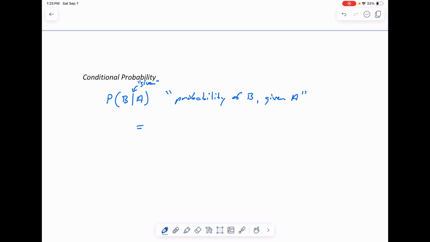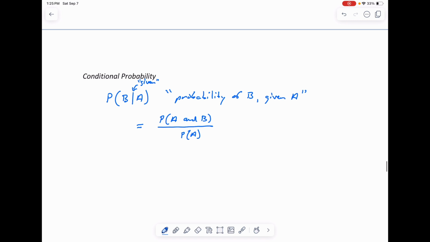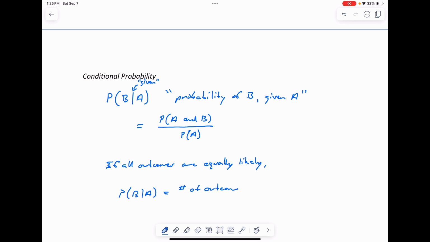Mathematically, the way that we find this is we find the probability of A and B, and we divide that by the probability of A. If all the outcomes are equally likely, then we can say that the probability of B given A is the number of outcomes for A and B divided by the number of outcomes for A. This goes back to that traditional thinking about how we might find probability.